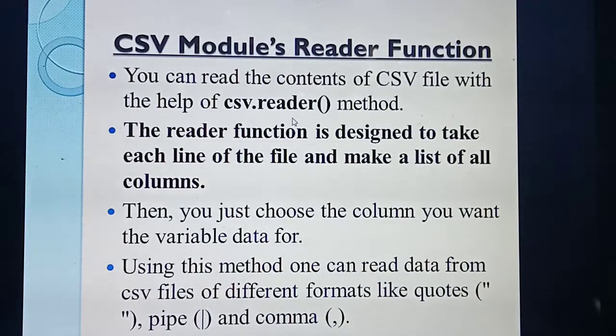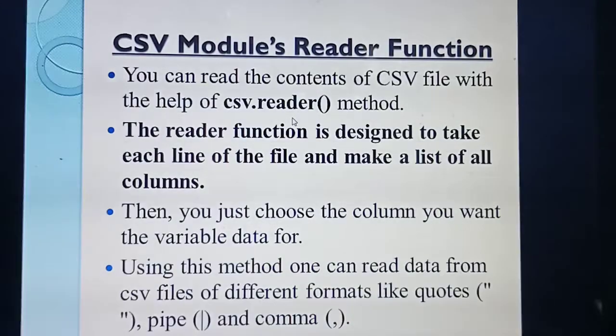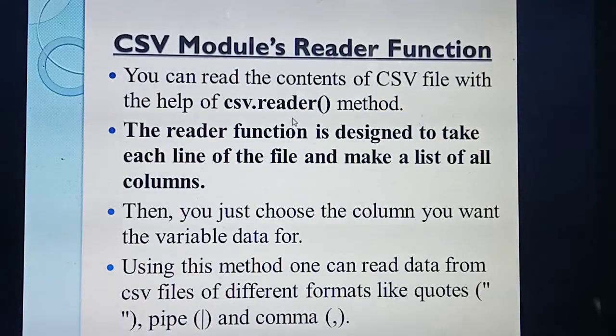Understood? What's the use of the reader function? Mainly it is used to read the contents from the CSV file. Next, it will read each line and make the line a list of columns. Then whichever column you need to modify, you choose that column. In that column, if you need to read or make any modifications, like changing the column or comma or anything, you can do it.